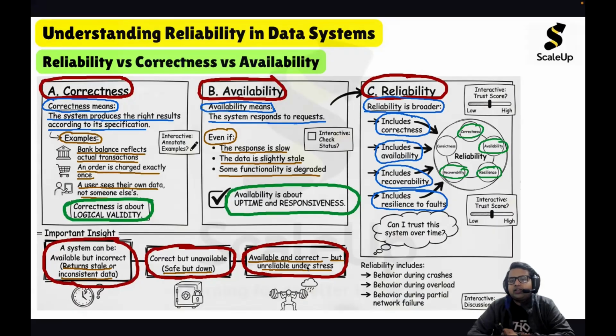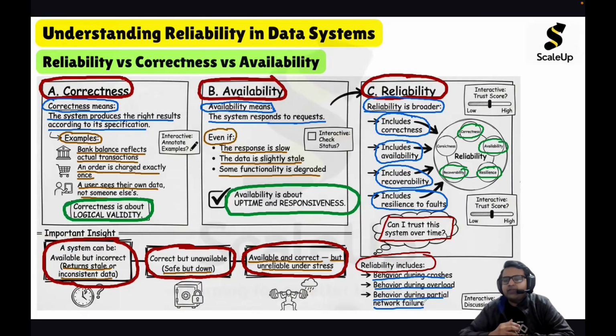So from here, we can say that if I talk about reliability, reliability means, can I trust this system over time? And it includes behavior during crashes, behavior during overload, behavior during partial network failure. So how the system behaves under stress or under abnormal conditions will help us in determining whether the system is reliable or not.